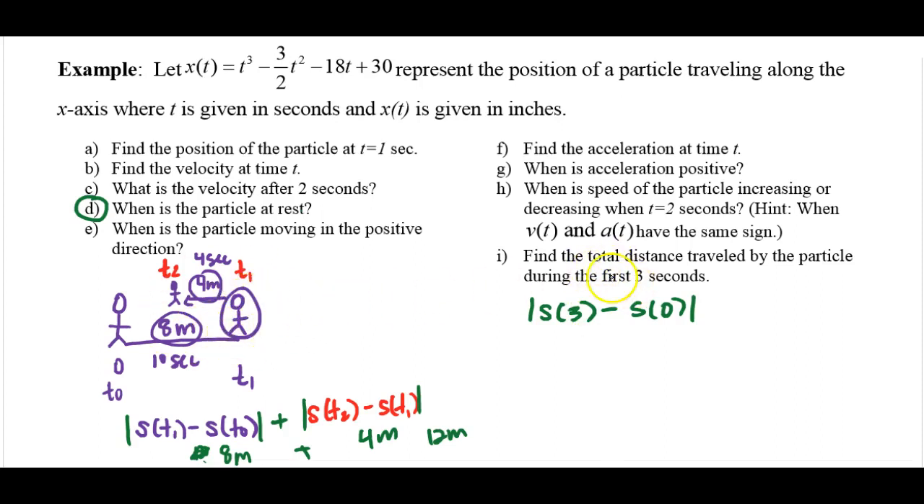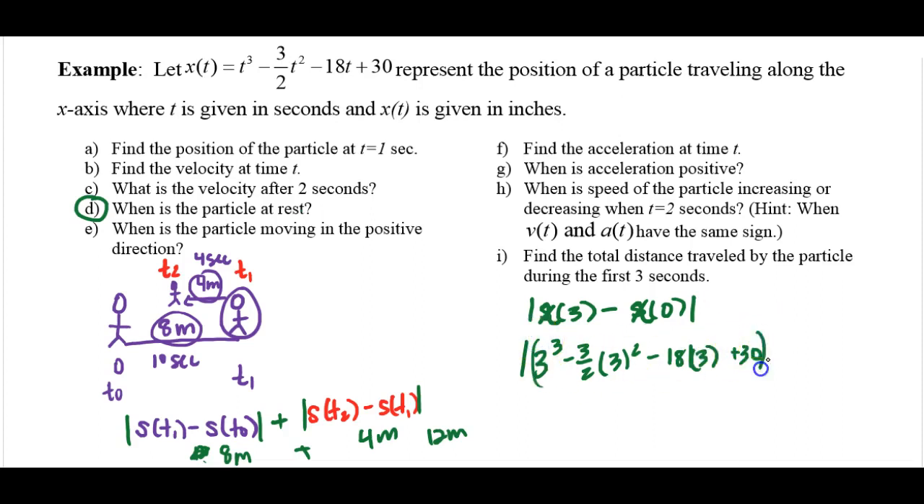So for this one, because the particle actually just stopped at 3 seconds, all I need to do is find s of 3, the position at 3, minus s of 0. So in other words, I need to plug 3 into the original function. So, sorry, these should have been x's. So x or s is typically used for position. So x of 3, so I need to do 3 cubed minus 3 halves 3 squared minus 18 times 3 plus 30.